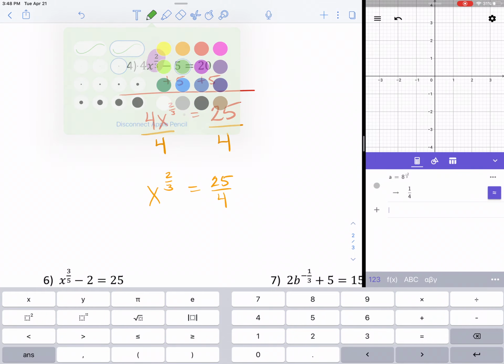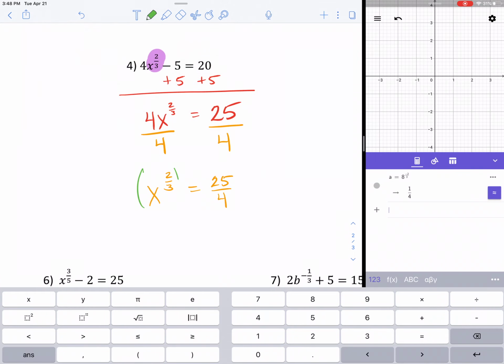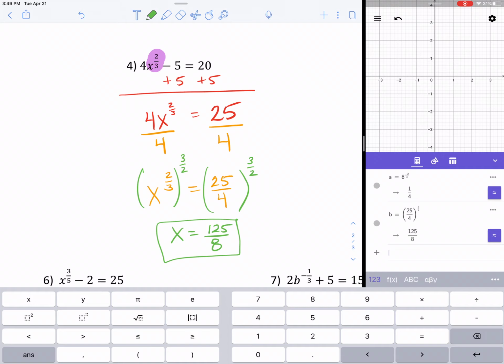And then after I have the power isolated, I raise both sides to the reciprocal power. The reciprocal of 2/3 is 3/2. So in the calculator, I'm going to put inside parentheses 25 divided by 4. Outside the parentheses, hit the exponent key, and then put 3 divided by 2 in there. And I get x equals 125/8. And I would always just keep it a fraction.